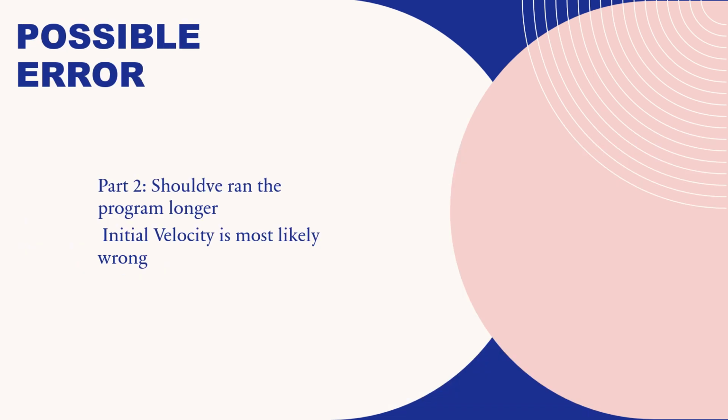I had many errors in this lab. Part 2 was really where I struggled, and I should have run the program longer, but I also feel like it would have never connected, so that might be the case too. And also my initial velocity is mostly wrong, because I did a guess and check method, so I feel like the whole lab could have been better overall.